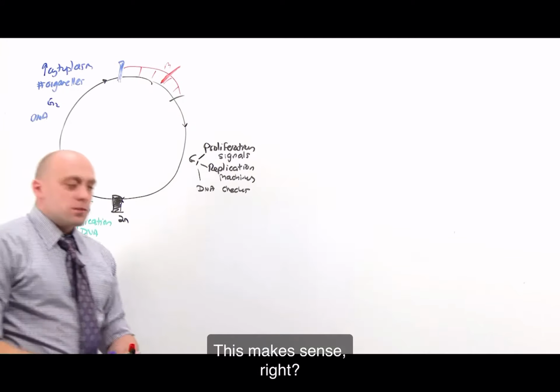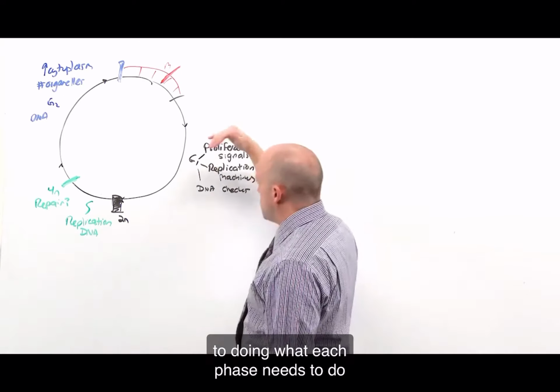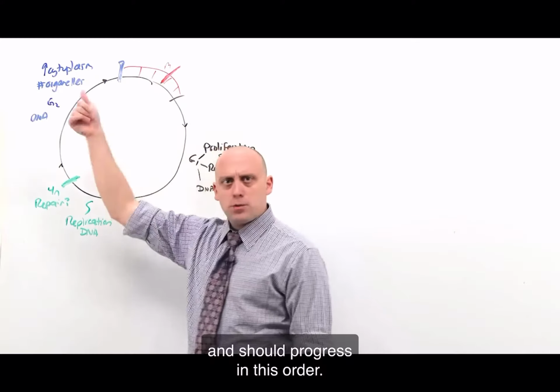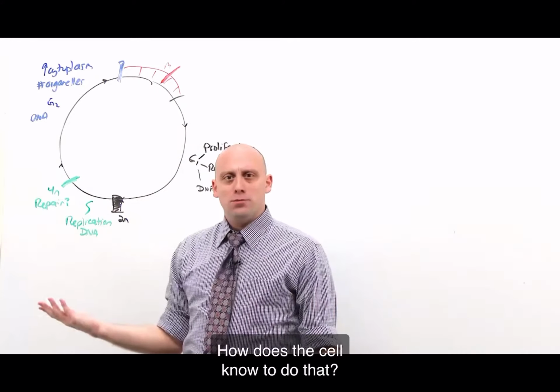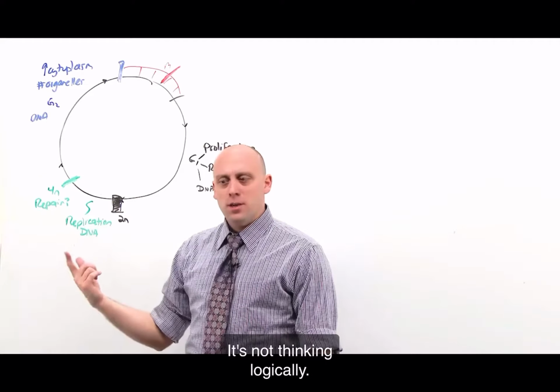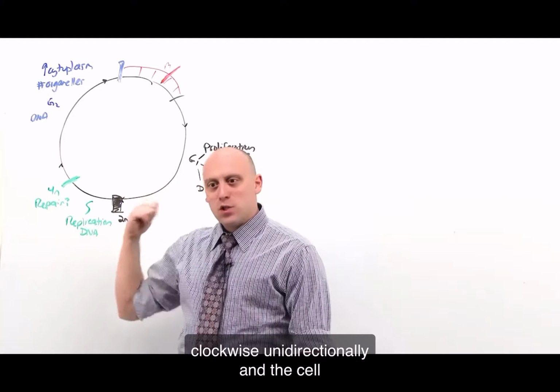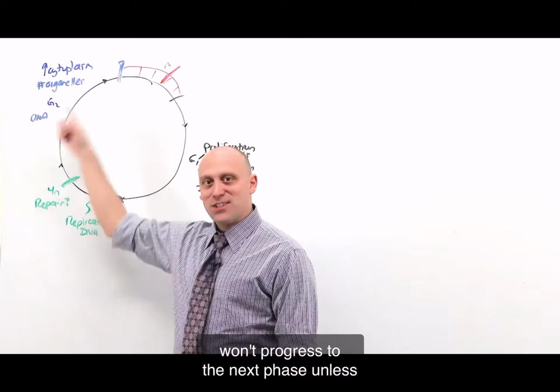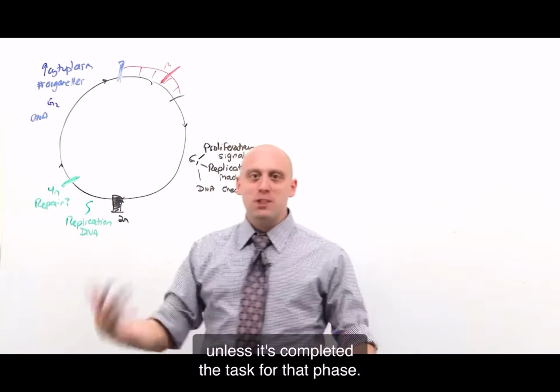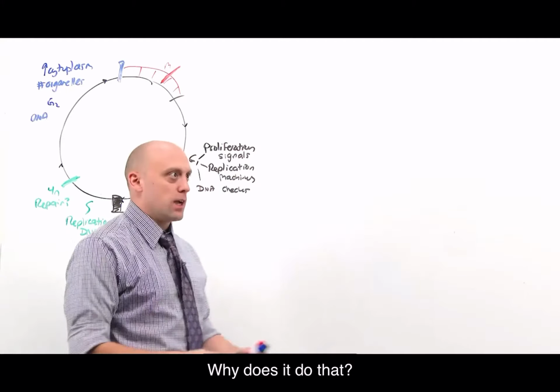This makes sense, right? We want to dedicate cellular machinery to doing what each phase needs to do, and should progress in this order. How does the cell know to do that? It's not thinking logically, but yet the cell cycle does occur clockwise, unidirectionally, and the cell won't progress to the next phase unless all the boxes are checked, unless it's completed the task for that phase. Well, how does it do that?